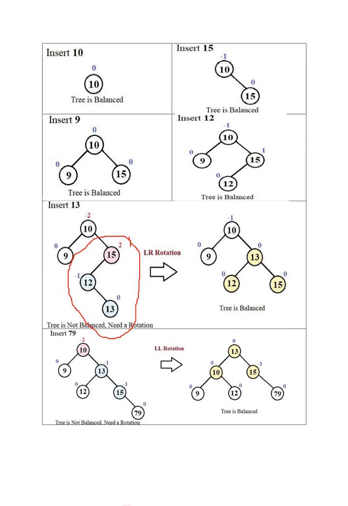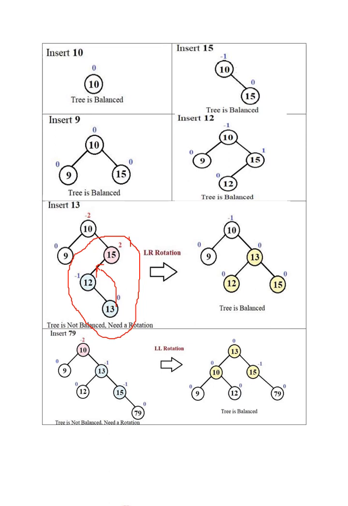So first you have to perform one RR, then LL rotation. Okay, then you will get the tree like this. So 10, 9, 13, 12 and 15. 13 will become the root node, 12 is the left node and 15 is the right node. Now the tree is balanced.